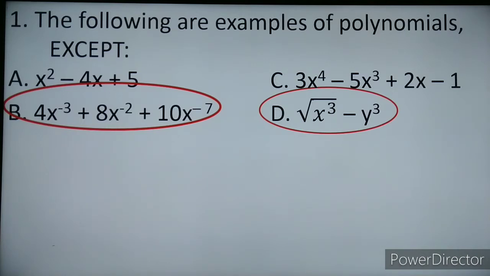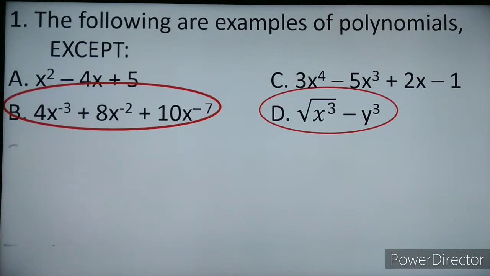How about letter D? Letter D is not a polynomial because of the radical symbol or square root symbol. If we remove the symbol, it will become now a fractional exponent. So that is why B and D are not polynomials.